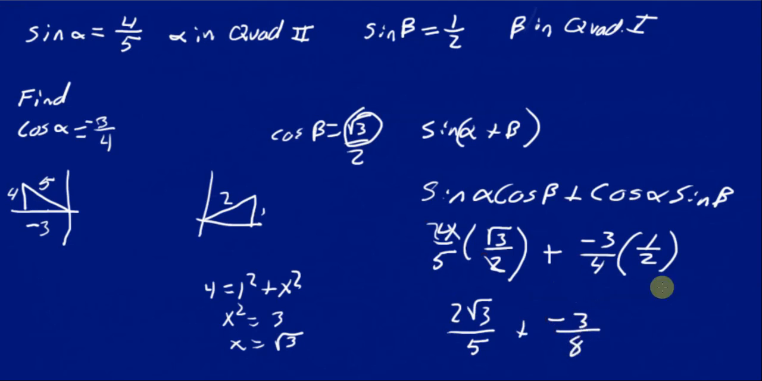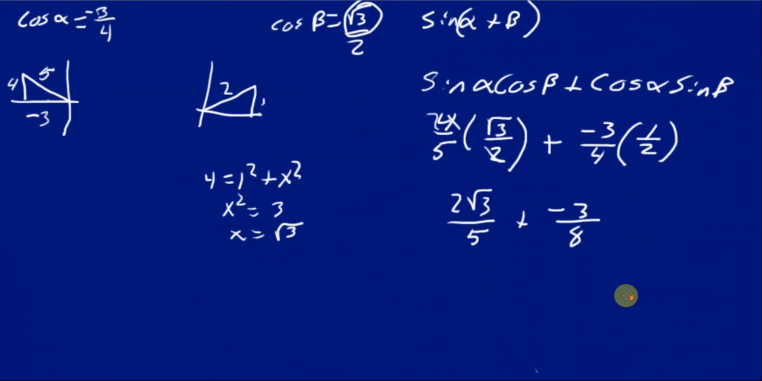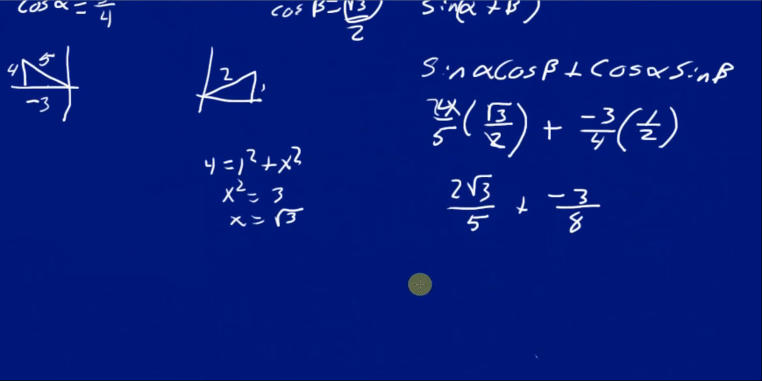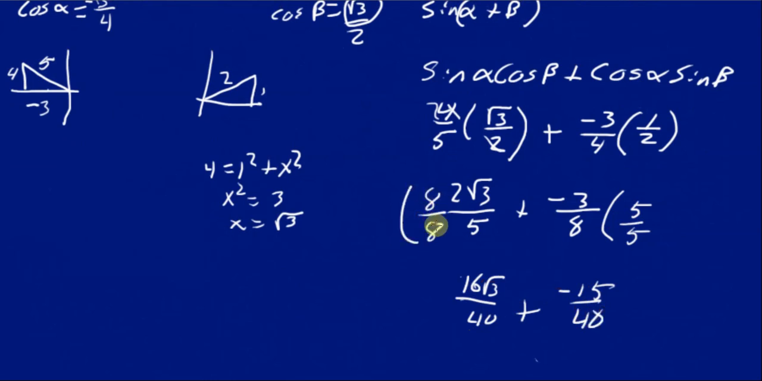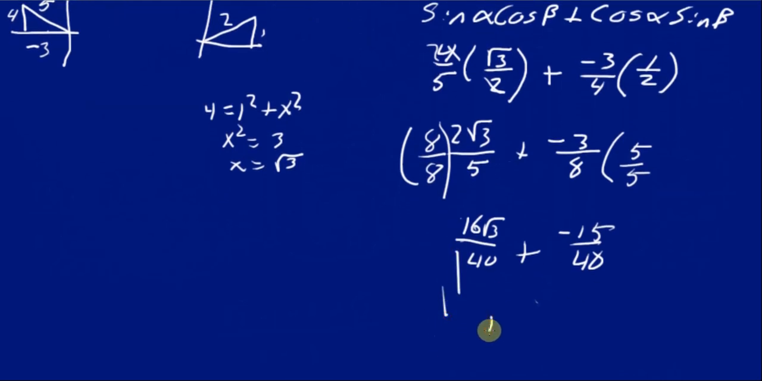So we're going to have to get another common denominator here, which is going to be 40. So this one needs to be multiplied by 8 over 8. So it's going to be 16 root 3 over 40 plus, and here we're going to do 5 over 5, minus 15 over 40. And that will be your final answer then. You're just going to have to take that 16 root 3 minus 15 all over 40.